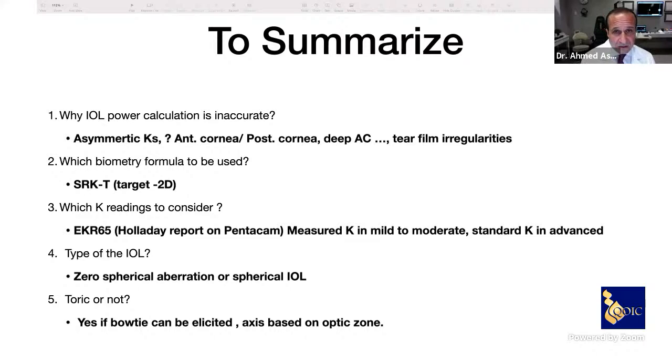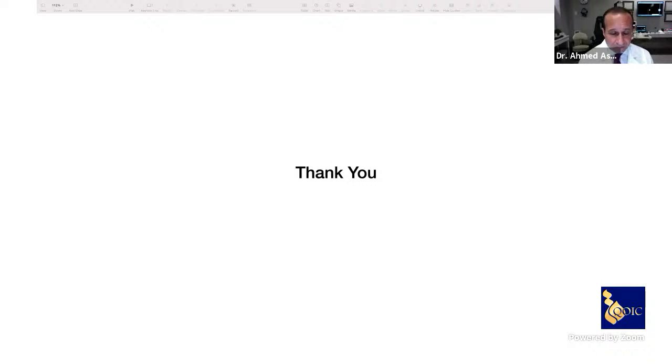In cases of severe or advanced keratoconus, we shall use the standard K and target a moderate amount of postoperative myopia. Of course, regarding the type of IOL, a spherical or aspheric IOL with zero spherical aberration is the best choice. Stay away as much as you can from the aspheric lens with negative spherical aberration. We can use a toric IOL if we can elicit a bow tie in the central pupillary zone. And of course, the axis should be based on the pupillary zone or the optic zone, not on the SimK. Thank you very much for your attention.